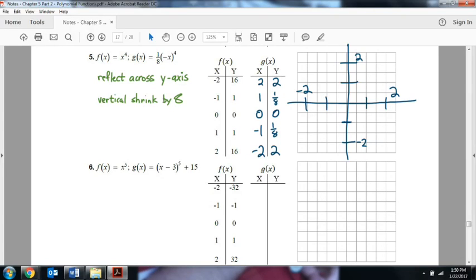So here we go. We've got 2, 2. We've got 1 and 1/8, so that's just barely above the x-axis right there. Because this would be 1/2, that would be 1/8. So that's 1, that's 1/2, that's 1/4, that's 1/8. 0, 0 still. 1, 1, -2, -1, 1/8, I'm sorry. And 2, -2, 2. So we get a graph that looks kind of like that. There we go.